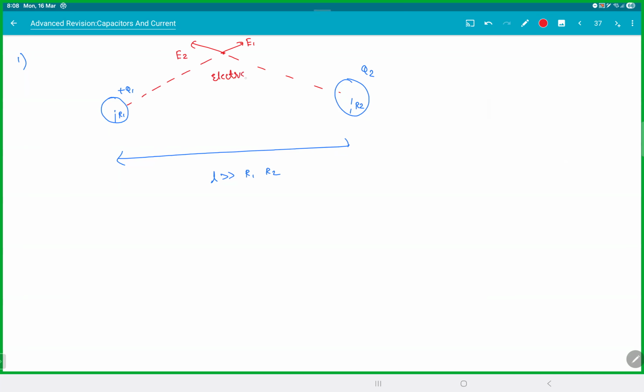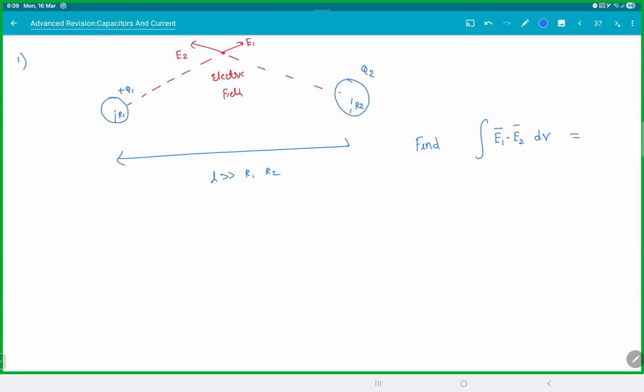So we have a shell with charge Q1, radius R1. We have another with charge Q2, radius R2. Distance between them is L, which is much, much greater than R1 and R2. So at any random point in space, this is your E1 and this is your E2. These are the electric fields. This is a good one. We will again see something like this in magnetism also. I want you to find the integral of E1 dot E2 dV. Find the value of this.